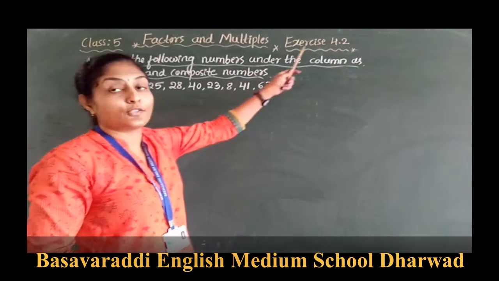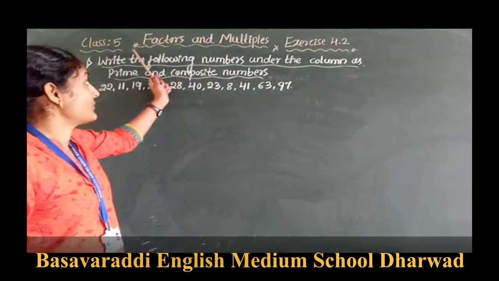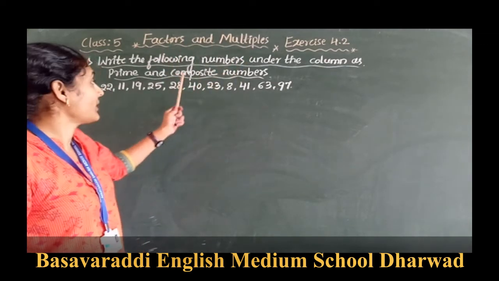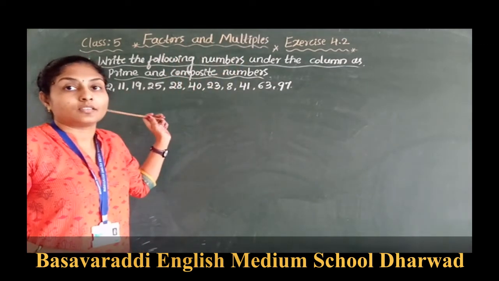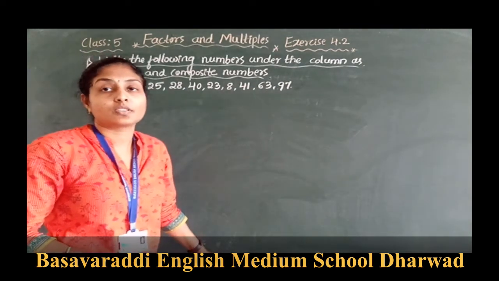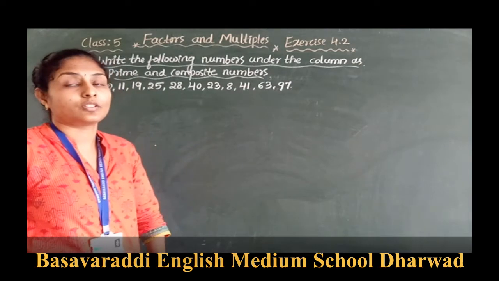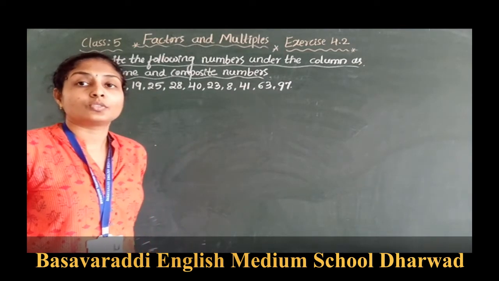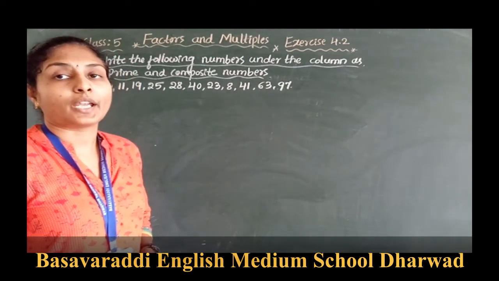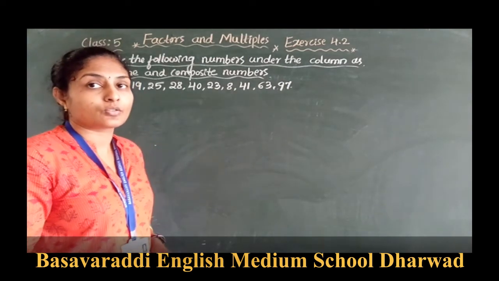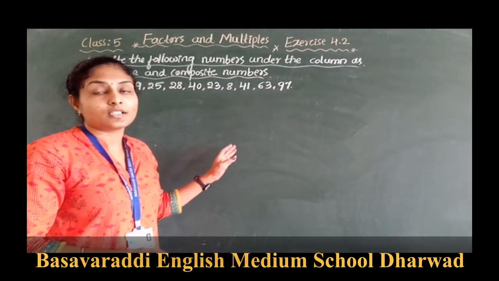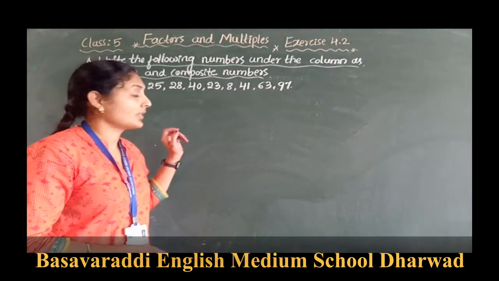Next, exercise 4.2. The class is 5th standard. The chapter is factors and multiples. I hope in the previous class you understood prime numbers and composite numbers and the divisibility rules for 2, 3, 4, 5, 6, 9, 10 as well as 11. With that knowledge, we have to derive exercise 4.2. Yes, let us start.